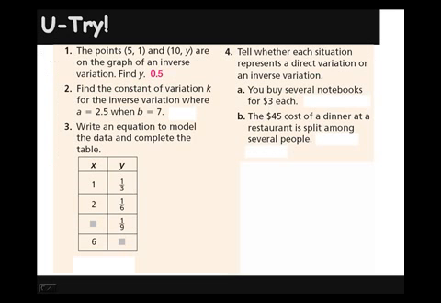Number 1, you should have gotten a half. Number 2, you should have gotten 17.5. Number 3, xy is 1/3. And we're missing the value here of 3 and the value here of 1/18. 4a is a direct variation, and 4b is an inverse variation.